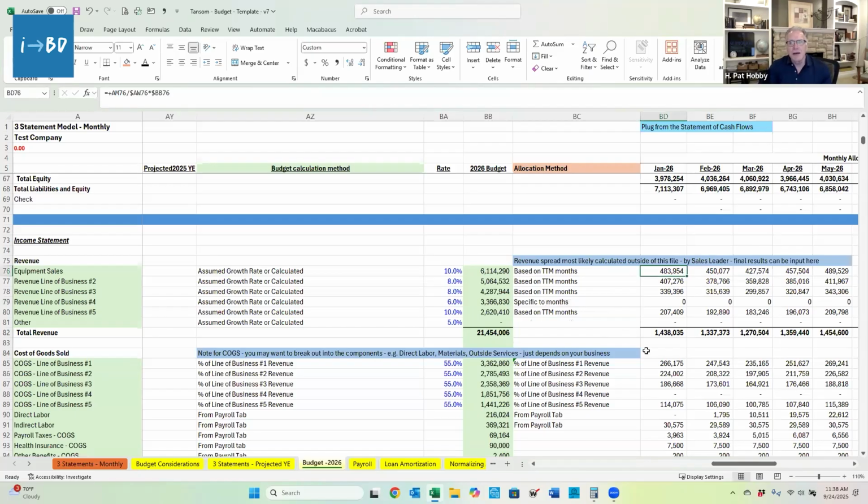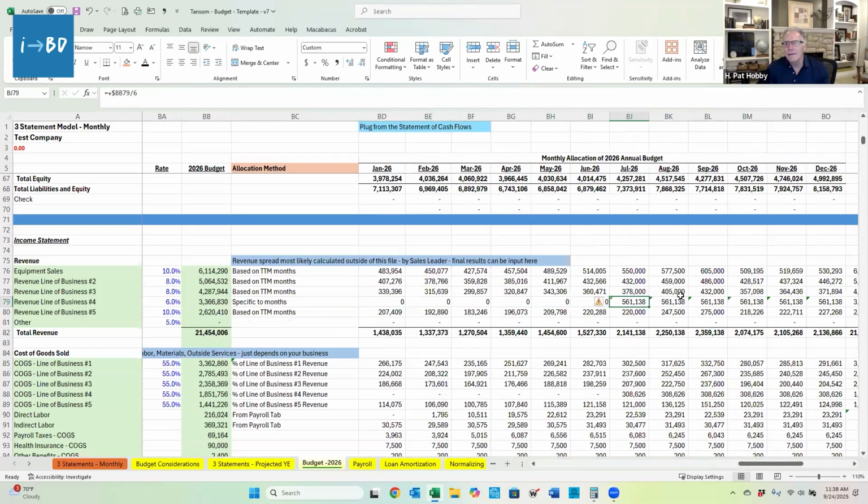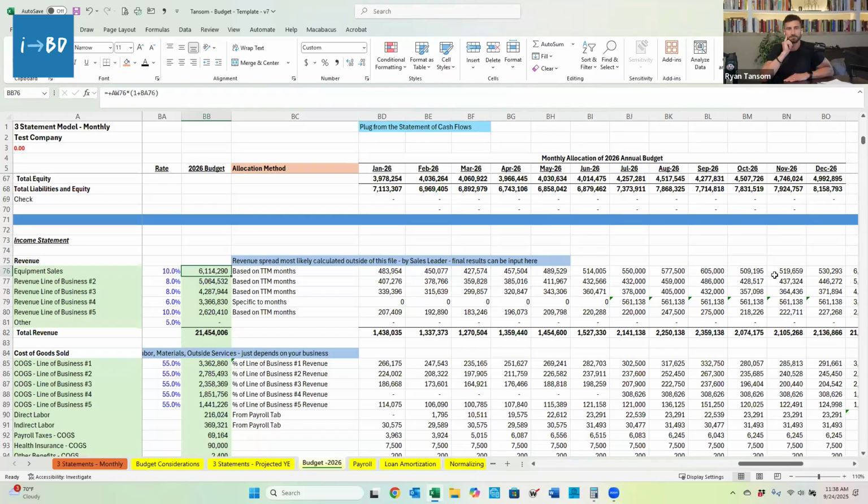Some of it is specific to months. This new line of business 4, we're not going to have anything until July. The other ones, when it says based on trailing 12 months, January of 25 divided by the forecast for 25, of course, 25 is not over, times this new 6,000,001 to get it spread over the months. That's doing it.